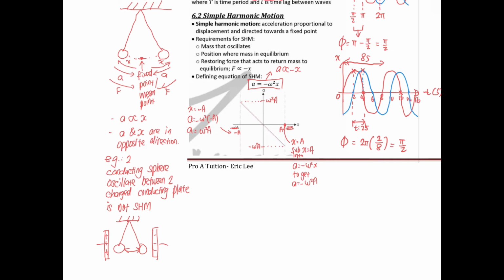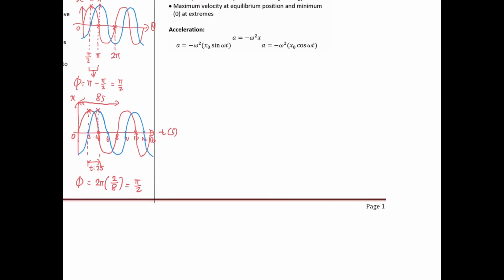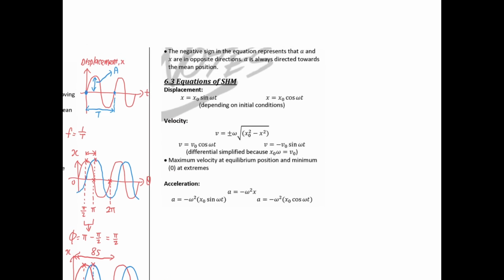And now let's move on. Okay, this side. The negative sign in the equation represents that acceleration and x are in opposite directions. Acceleration is always directed towards the mean point. Okay, so this one I explained already. Now let's move on to 6.3, equations of simple harmonic motion.